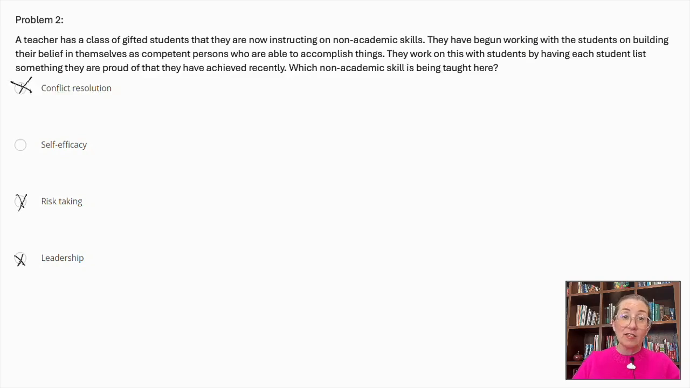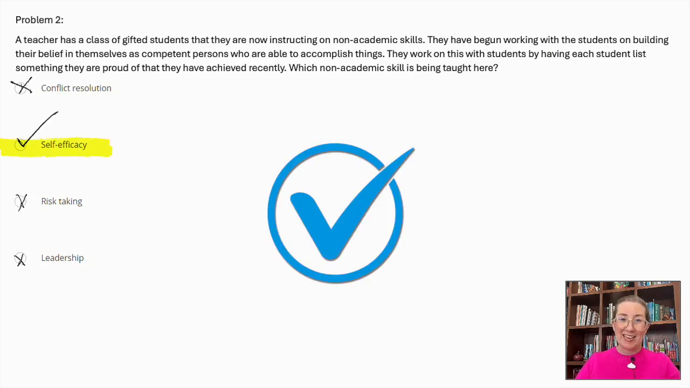Self-efficacy. This skill involves building students' belief in their own abilities to succeed and accomplish tasks. By having students list achievements that they are proud of, the teacher is directly reinforcing their sense of competence and confidence in their abilities. Therefore, self-efficacy is the correct answer.